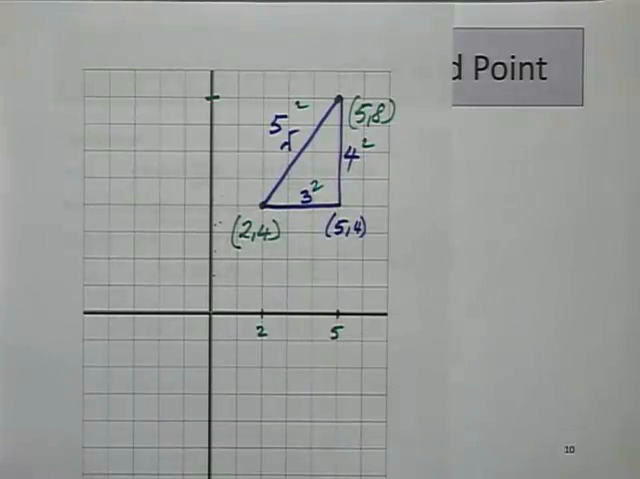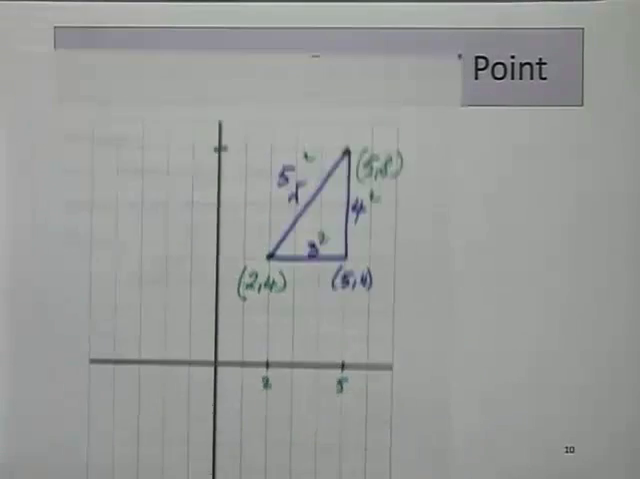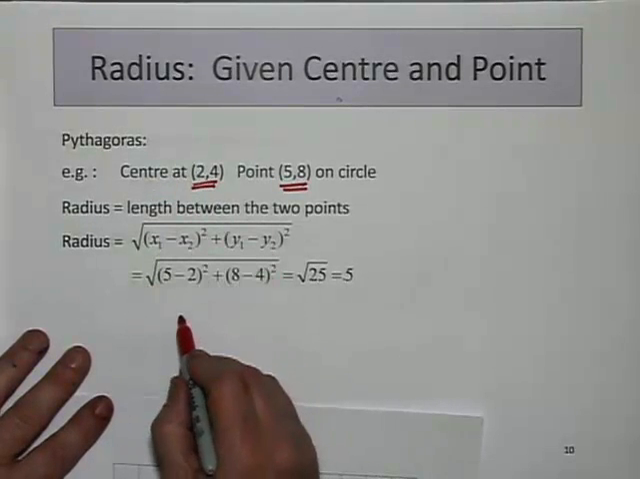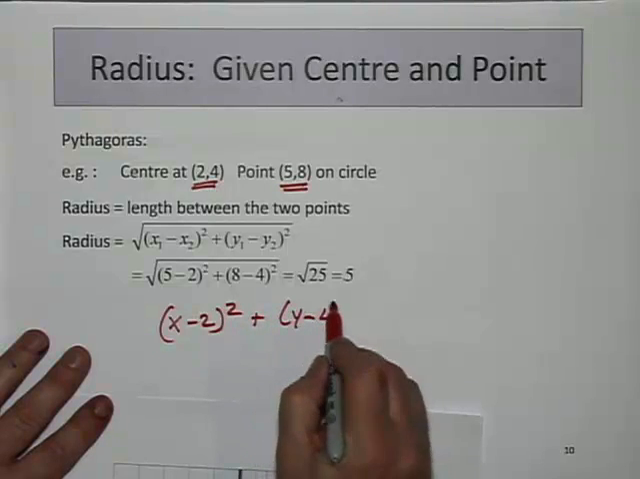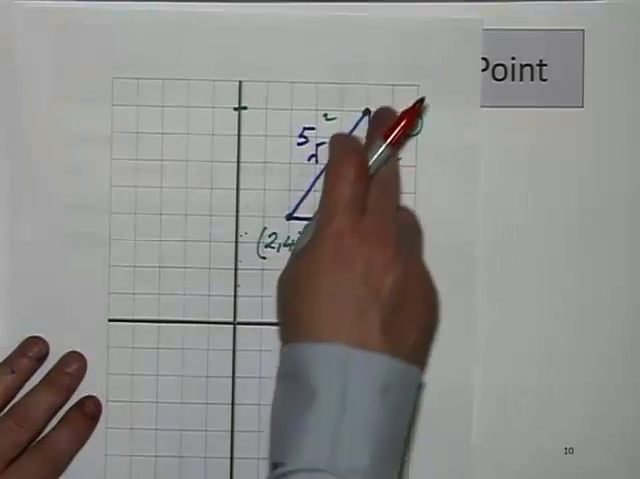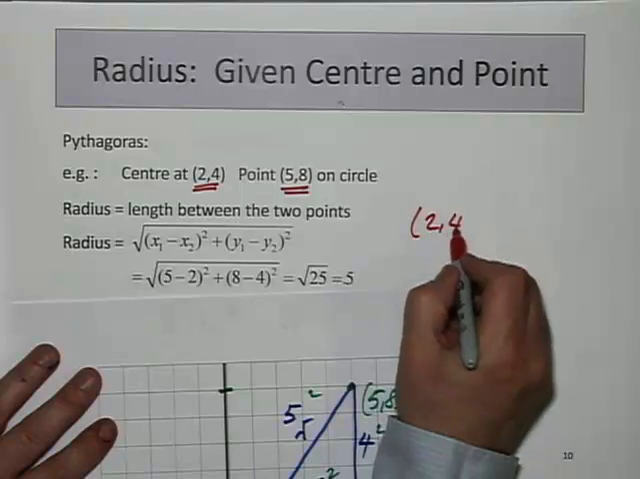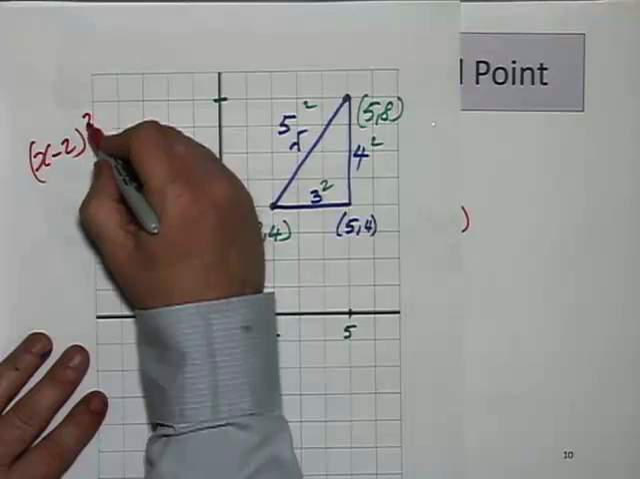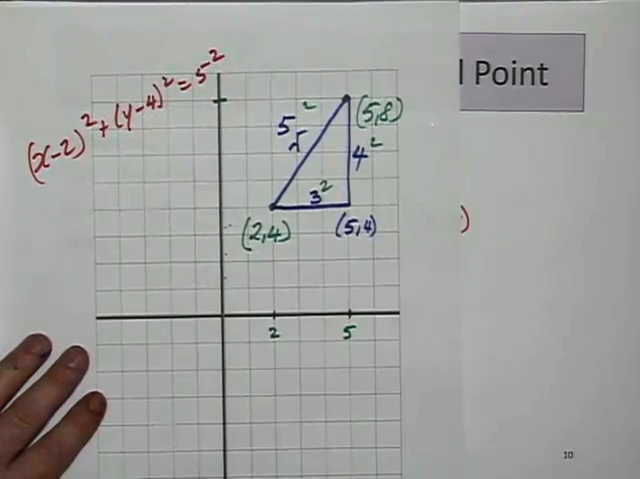We could also say, well, if the radius is 5, then let's try a few more points. And we can plug those in. We know that the equation, if its center is 2, 4, is x minus 2 squared plus y minus 4 squared is now 5 squared, because we've identified the radius. So we actually have the full equation now. x minus 2 squared plus y minus 4 squared is 5 squared.